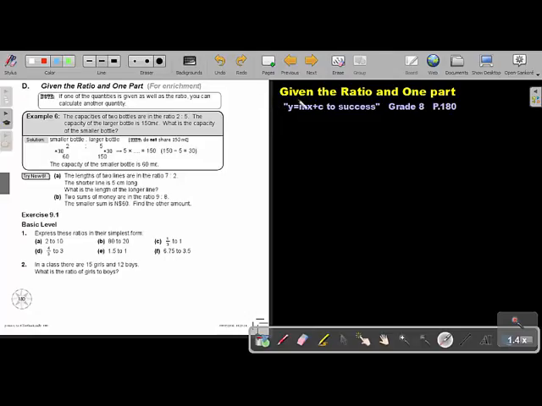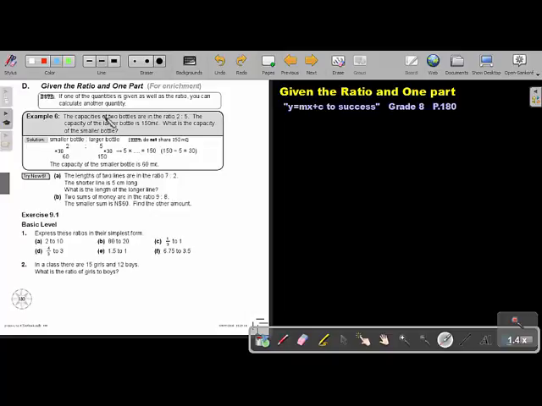Part 4. Given the ratio and one part. You will find this on page 180 in the Namibian Mathematics Grade 8 textbook, y equals mx plus c to success. Given the ratio and one part, if one of the quantities is given as well as the ratio, you can calculate another quantity. Let's look at an example.